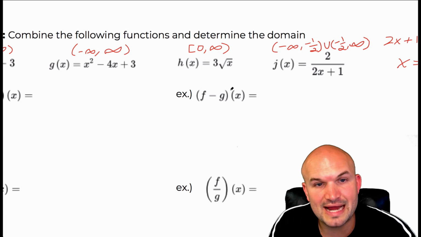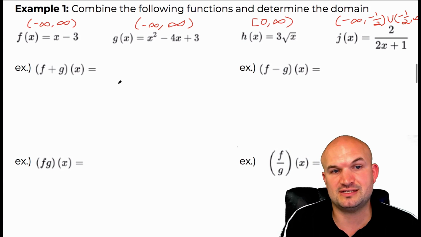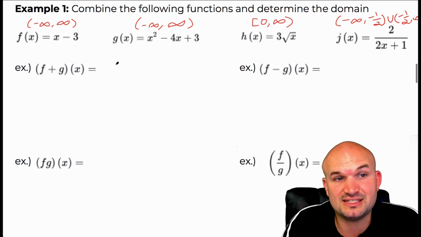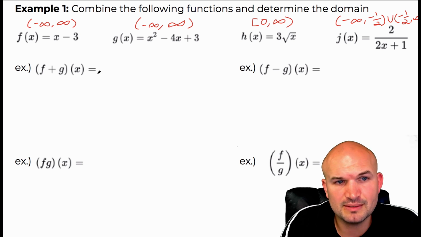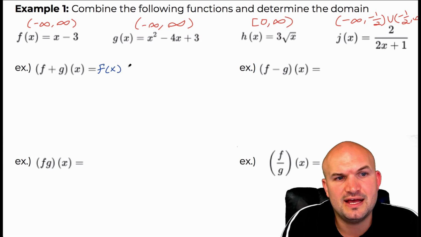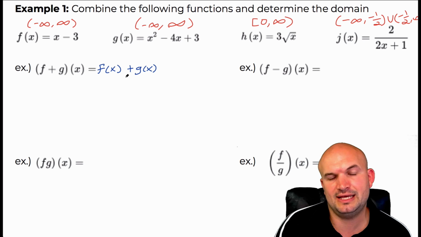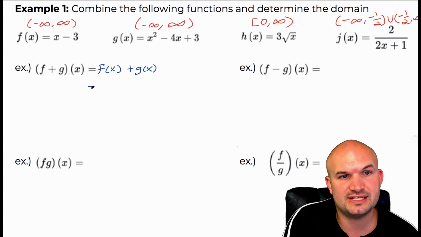Okay, so now we're just going to apply the operations. We're going to say f of x plus g of x. Now remember what we looked at in the last notes: f plus g of x basically just means taking the function f of x and adding it to the function g of x. Well, that's exactly what this is saying. So now all I've got to do is replace f of x with its function, which in this case is x minus 3.